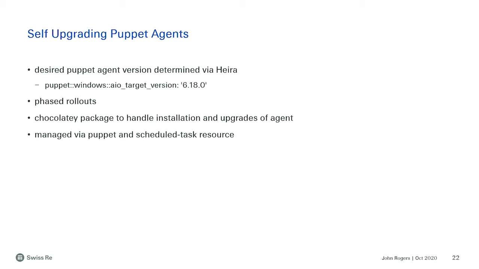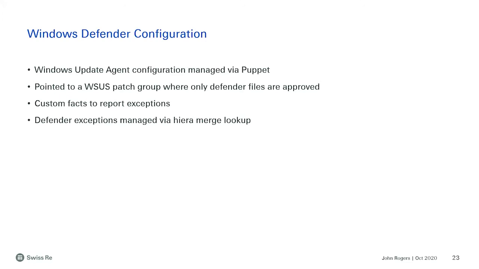We also manage all of our Windows Defender configurations on the machines with Puppet. So the Windows update agent, how often it checks in, what patch group it points to, what WSUS server it points to, and then all of the Windows Defender exceptions are managed via Puppet. And the nice thing about this is, the way we have it set up is inside the manifest, we just do a Hiera lookup with the merge option.